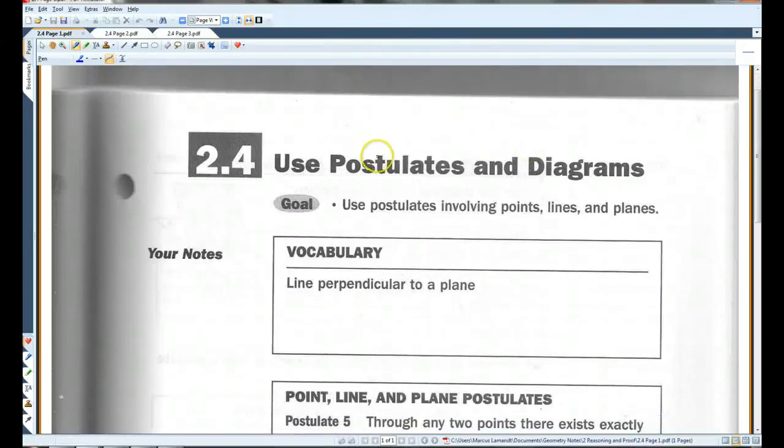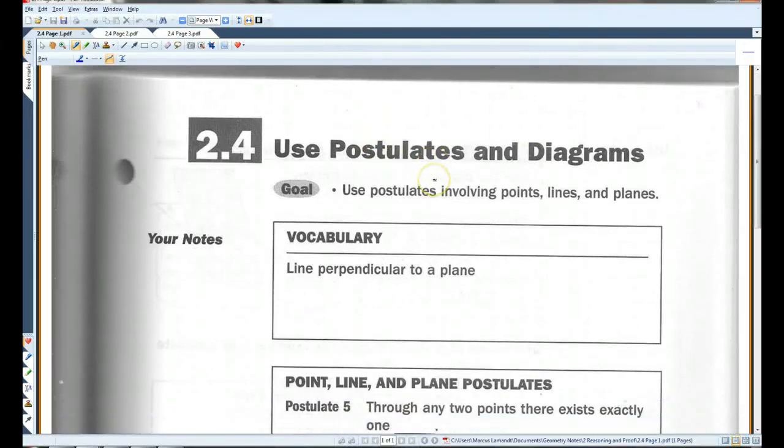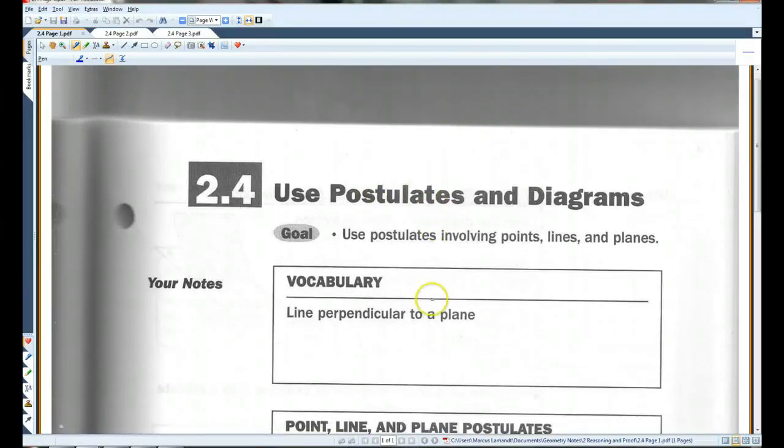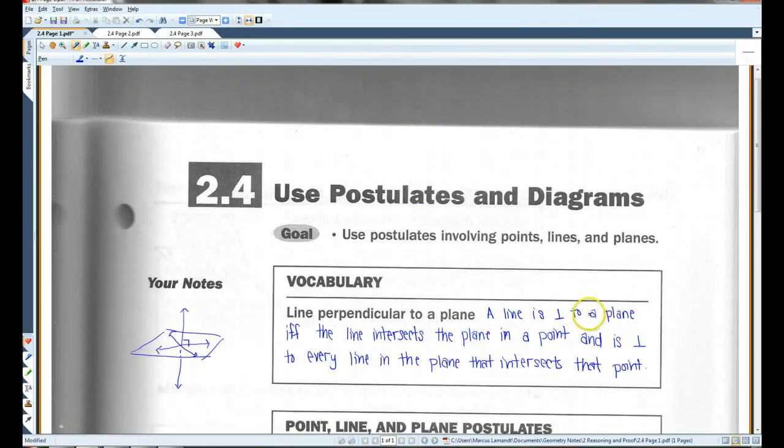Alright, 2.4, use postulates and diagrams. A line perpendicular to a plane. I'm going to write this out and then I'll talk about it a little bit. A line is perpendicular to a plane if and only if the line intersects the plane in a point and is perpendicular to every line in the plane that intersects that point. Remember, this little symbol means perpendicular, and IFF means if and only if.